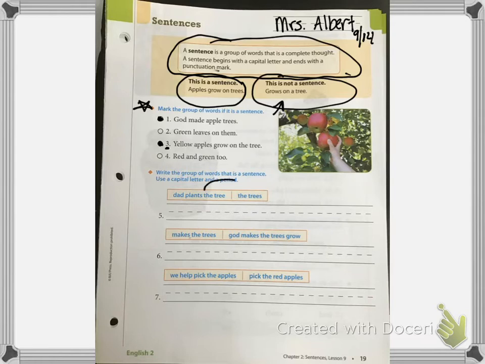So they give you 2 examples, and you're going to have to identify which one is a sentence and which is not a sentence. So would Dad plants the tree be a complete sentence, or would the trees be a complete sentence? Dad plants the trees would be the complete sentence. So what we're going to do is copy it right down here, but we're going to add a capital letter and a punctuation mark, a period at the end, to know that we're done with our thought. There we go. So that's how we're going to write that.